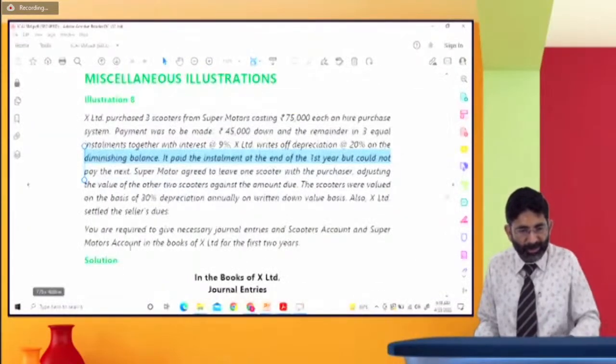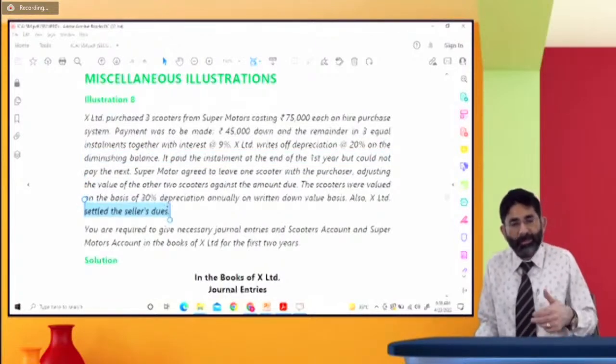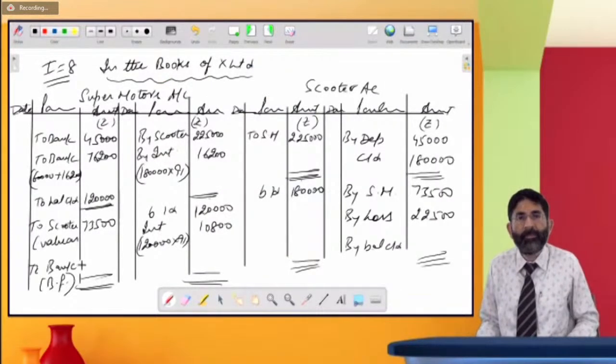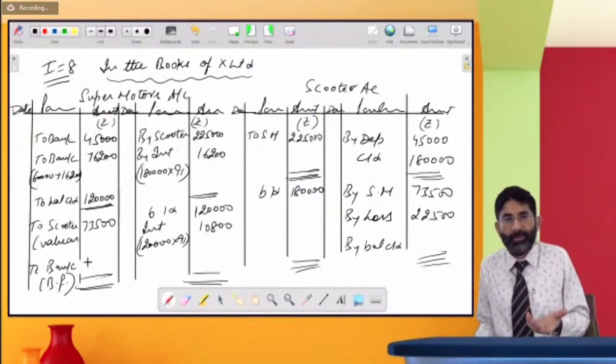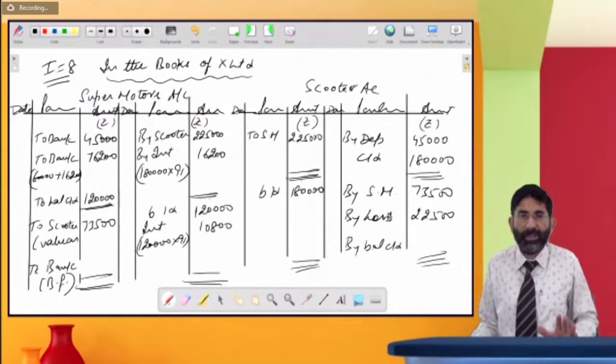You may see it is given to you: X Limited settled the seller's dues. So that means X Limited has paid off the balance payment. Due to that reason, I have passed an entry to bank. But if it is not mentioned, it may be to balance carried on. Here, I think everything is clear to you, beta.